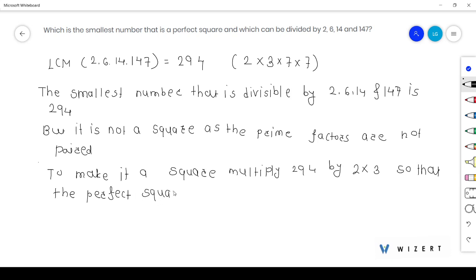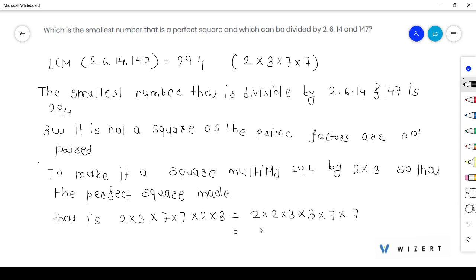Okay. That is 2 into 3 into 7 into 7, and we need to multiply this by 2 into 3 again. So it is 2 into 2 into 3 into 3 into 7 into 7.